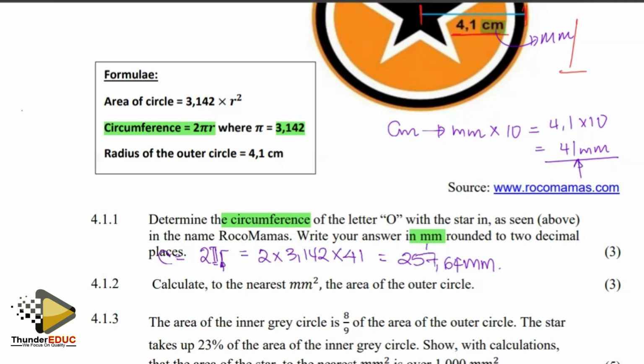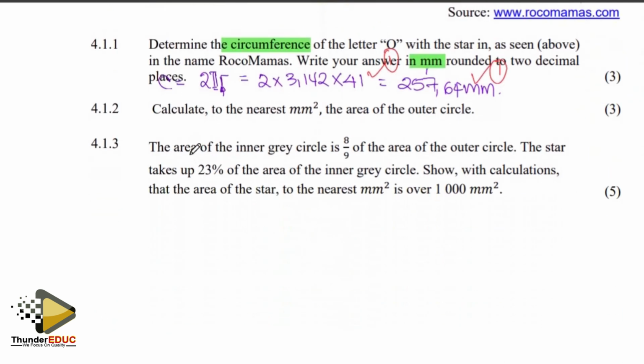Let's see how it was marked. Definitely, I'm realizing that you need to change to millimeters, and you get a mark. Substituting in the formula, you get a mark. The final answer, you get a mark. Rounded to 2 decimal places, it's fine. You can do that in millimeters. Yes, you also got a mark for rounding.